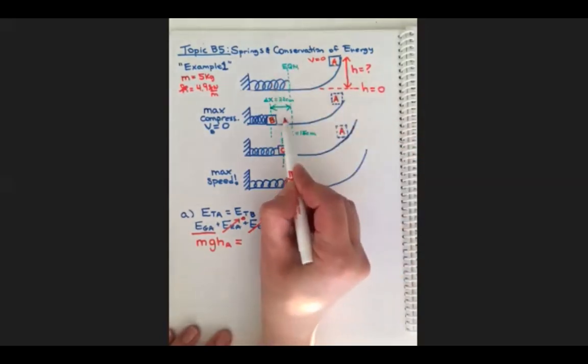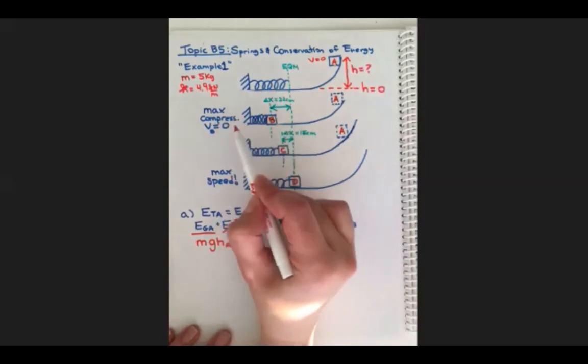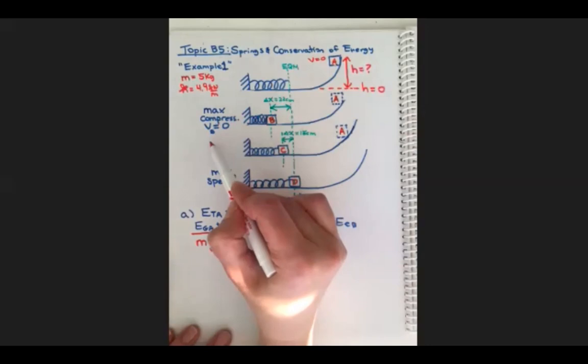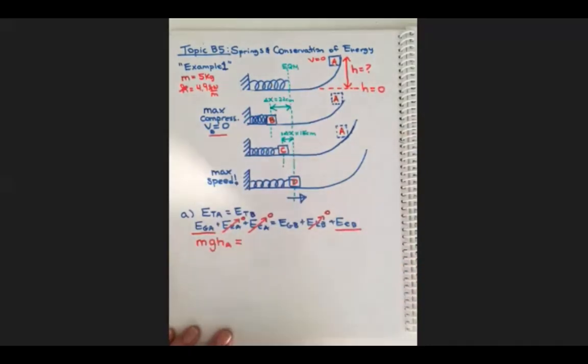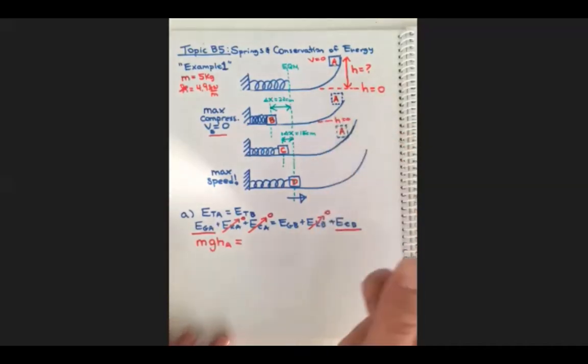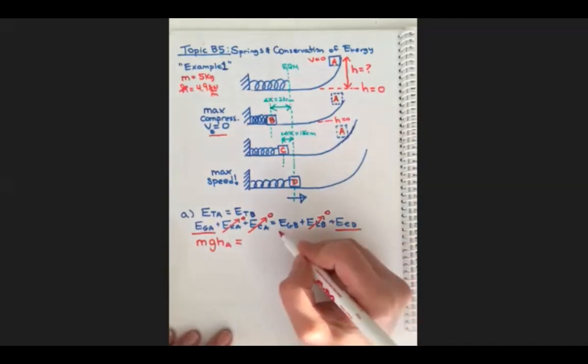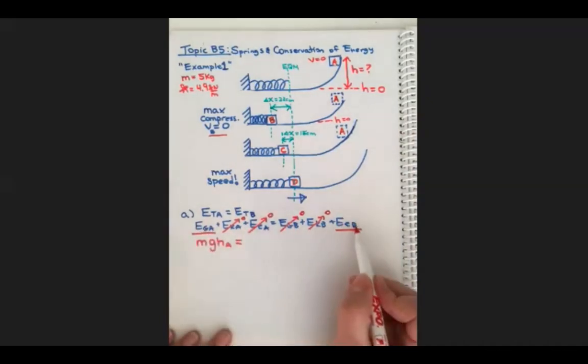But as you compress the spring to 22 centimeters, because it's the maximum compression, speed is 0. So we don't have any kinetic energy. We definitely have elastic potential energy. And because we set H equal to be 0 at the level of the spring, we can cross out gravitational potential energy as well. So this whole line simplifies to EGA equals EEB.